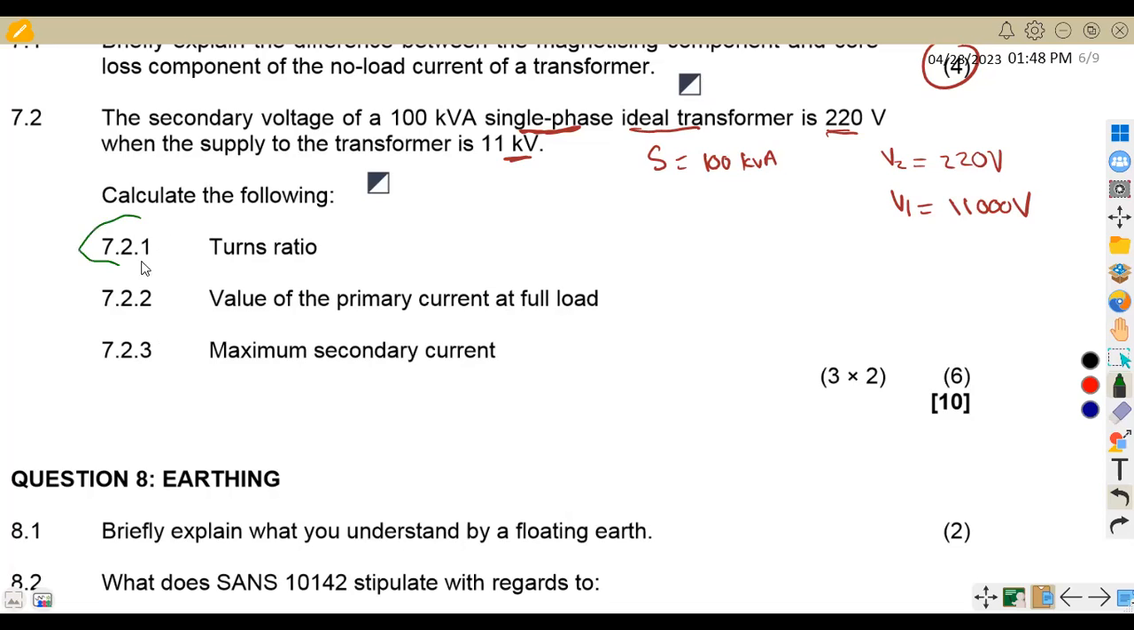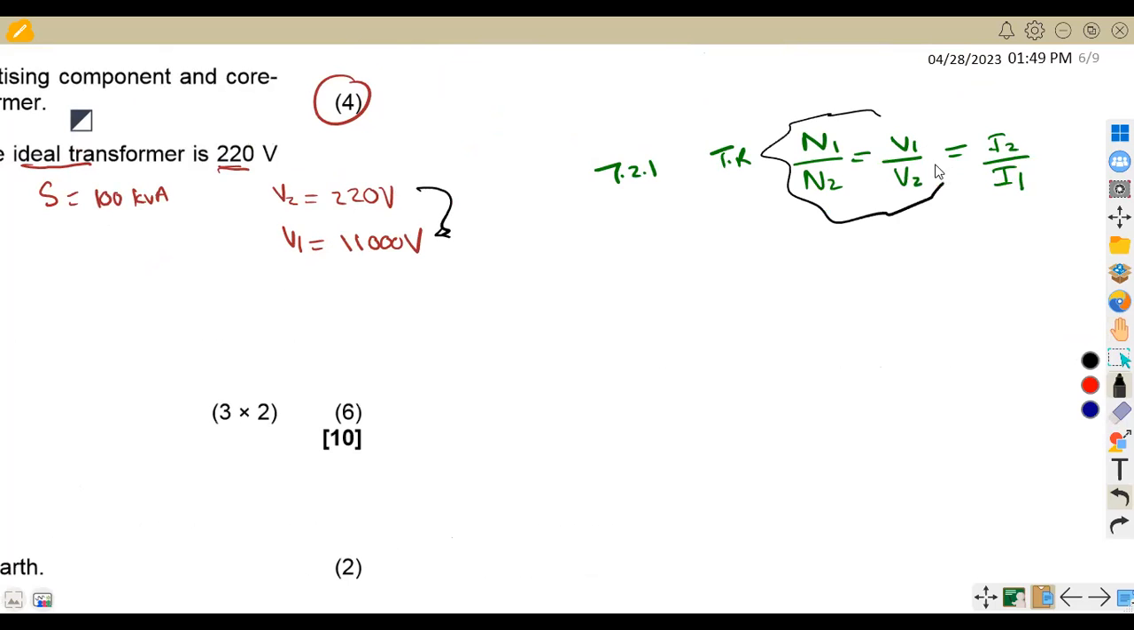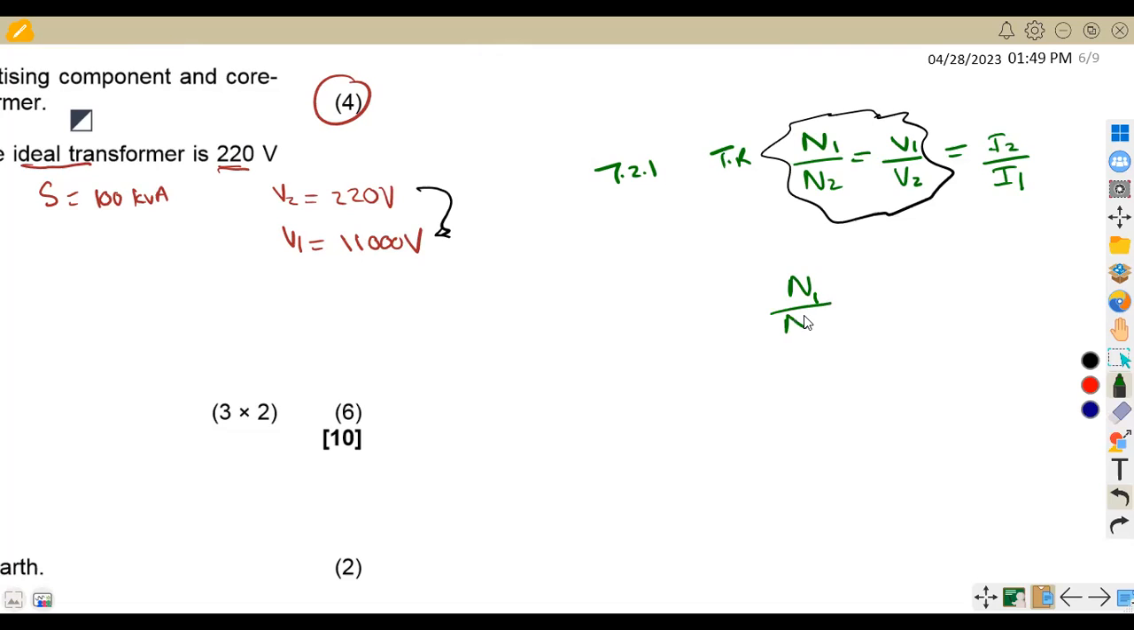The first part of the question, 7.2.1, is to calculate the turns ratio. The turns ratio can be taken from the ratio of N1 over N2. But we do not have N1 and N2, but we know that N1 over N2 is also equal to V1 over V2, which is also equal to I2 over I1. We have got the voltages, so we are going to take this part, which can give us the turns ratio. So N1 over N2 is equal to V1 over V2.